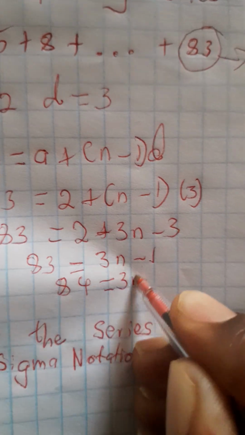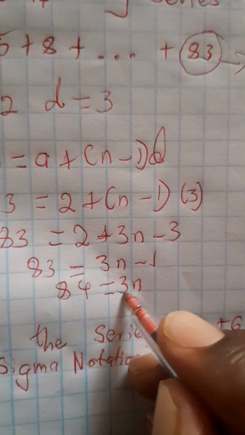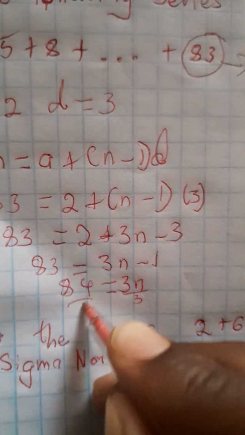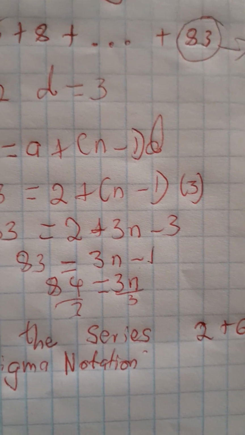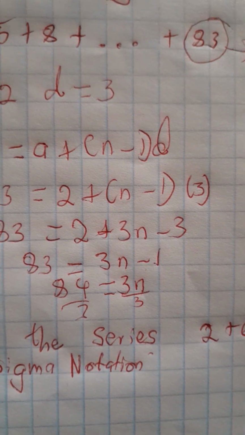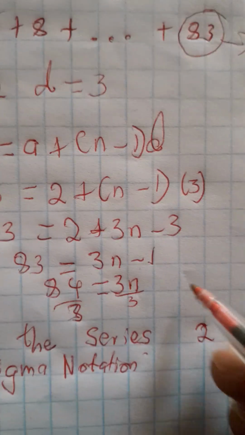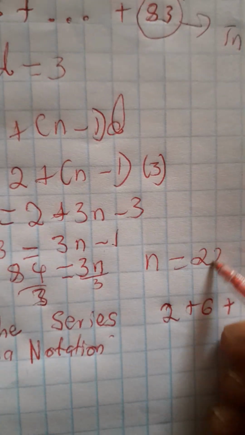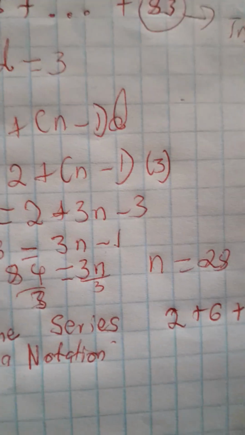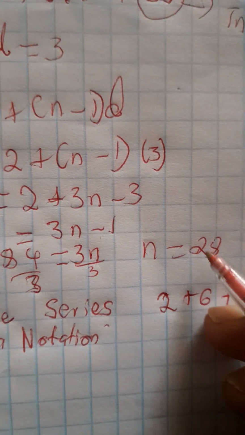Then 3n equals 84. Remember, we're making n the subject. So how many times does 3 go into 84? Definitely that goes 28 times. So in other words, we have 28 terms.